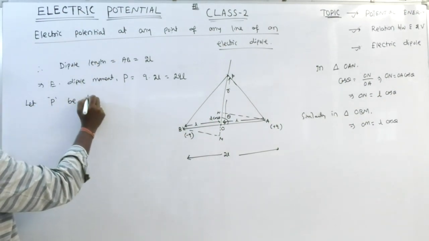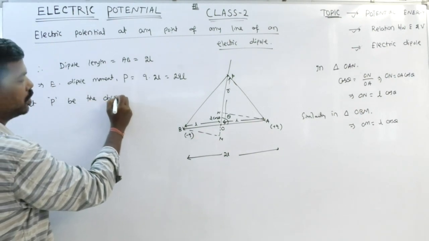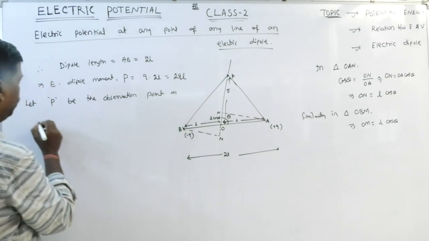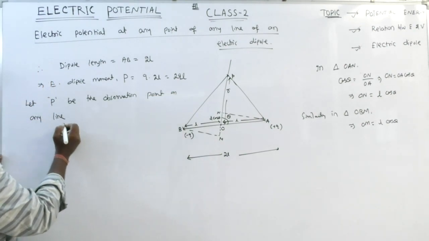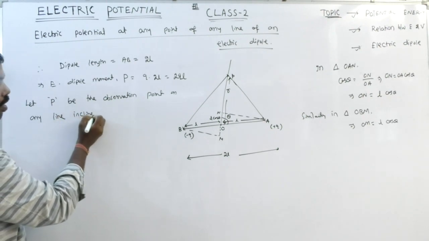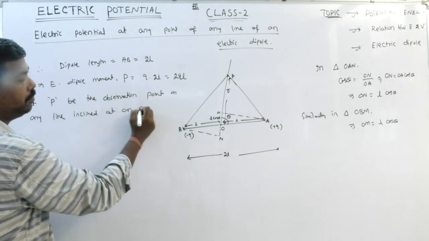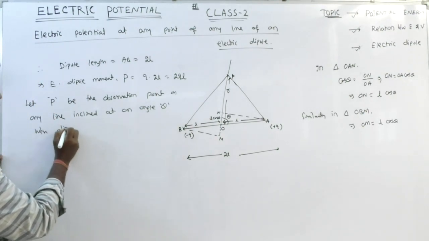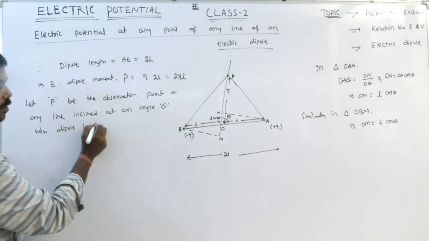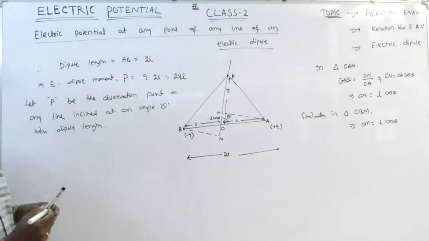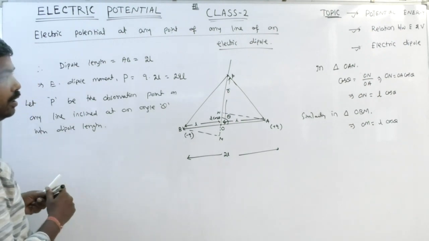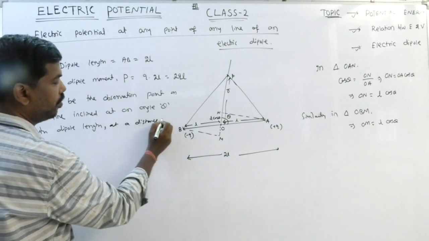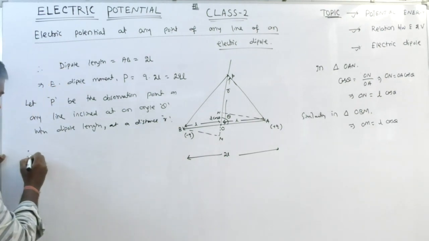So I would like to find out, let P be the observation point on any line inclined at an angle theta with the dipole length, at a distance r. Clear?